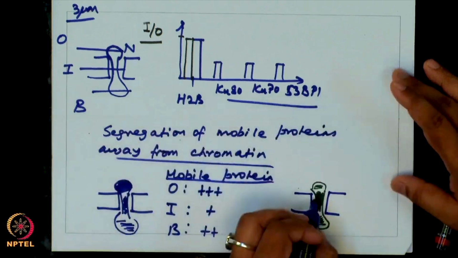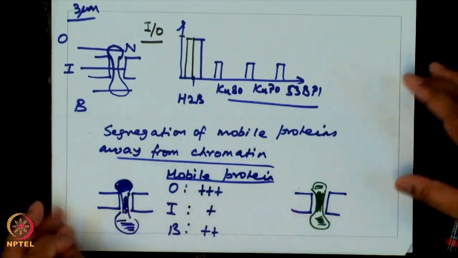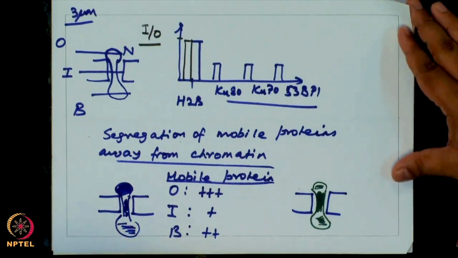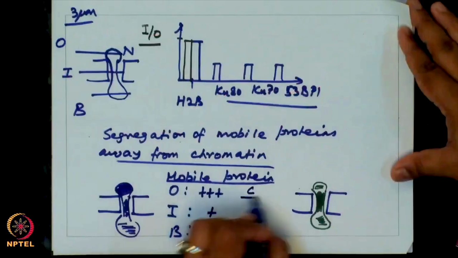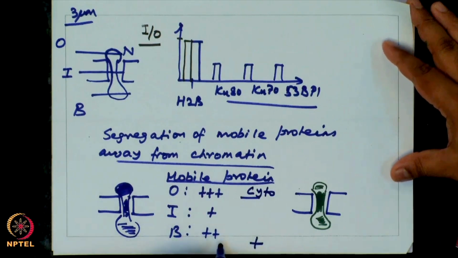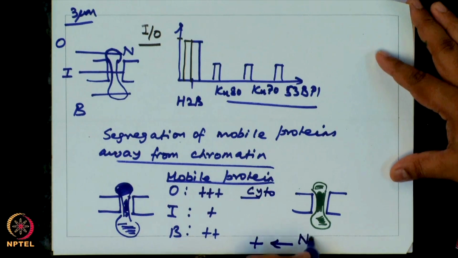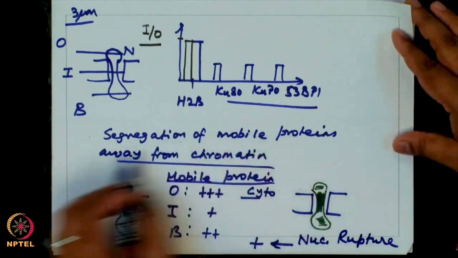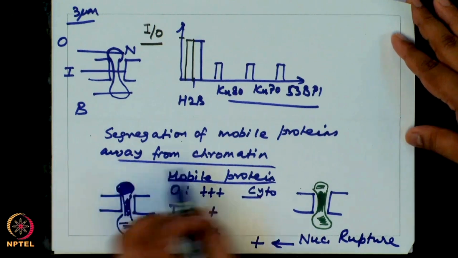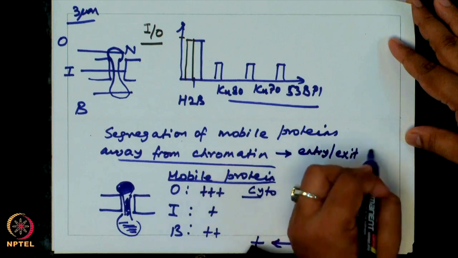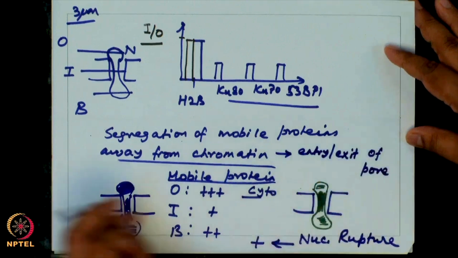Okay. DNA exhibits maximum intensity inside the pore. And every once in a while, like the previous study which showed there is rupture, if you tracked the concentration in the cytoplasm, in the bottom there was some signal in the cytoplasm also, suggesting nuclear rupture, as demonstrated with the other study. So this suggests there is segregation of mobile proteins away from DNA, and this segregation happens at entry to the pore and exit of the pore.